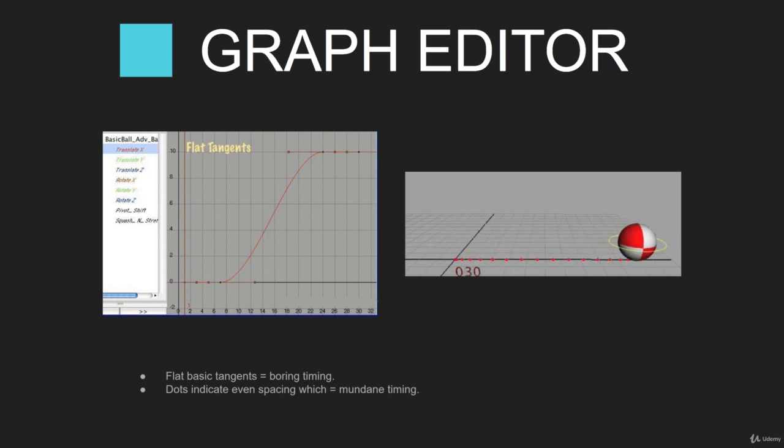And so we want to try to avoid that. We want to try to break things up. When movements in real life happen, nothing moves at the same speed. We don't want to have robotic movements, and that's what we're going to be learning in this course. And that all applies to how your graph editor work tends to look.